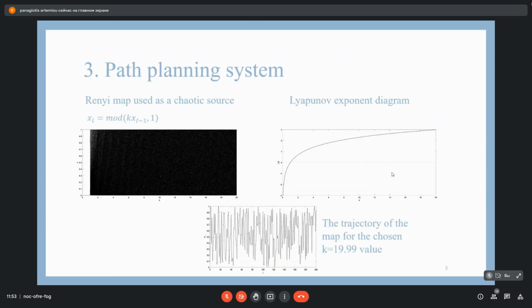To create the navigation commands, the logistic map was used as a chaotic source, and K was chosen to be 19.99. The trajectory of the map can be seen at the bottom of the slide for K 19.99, and we can see also that the map exhibits constant chaotic behavior in respect to each parameter, which can be verified by the Lyapunov exponent diagram for any K over 1.